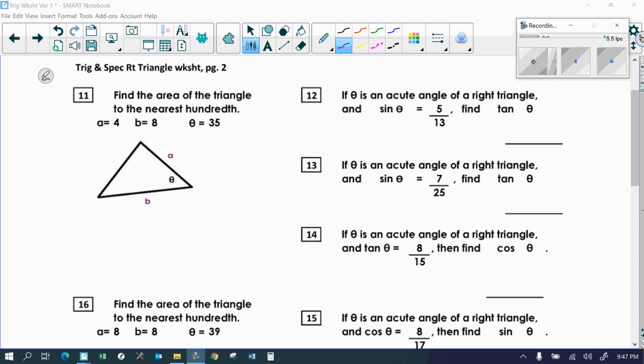Okay, students, we're going to work out the back side of the trig worksheet now. Number 11, find the area of the triangle to the nearest hundredth. Okay, so we're given two sides and the included angle.